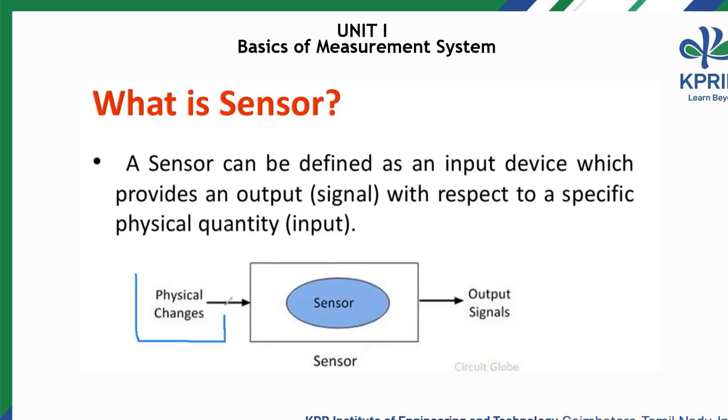Today we are going to see about sensors and their types. A sensor is a device, an input device, which provides output with respect to a specific physical quantity. So it is a device which converts physical changes into a specific physical quantity. Normally it must be in electrical form. So we can say a sensor is a device which converts physical changes into an electrical quantity.